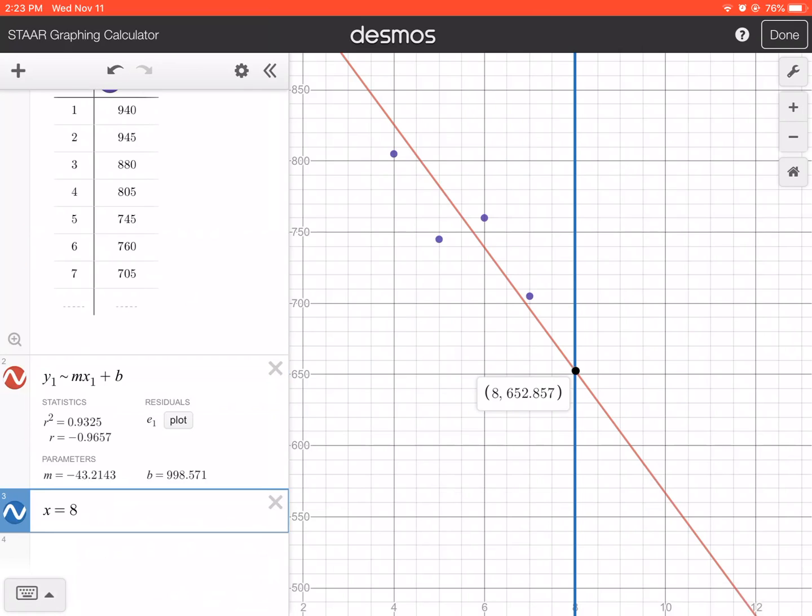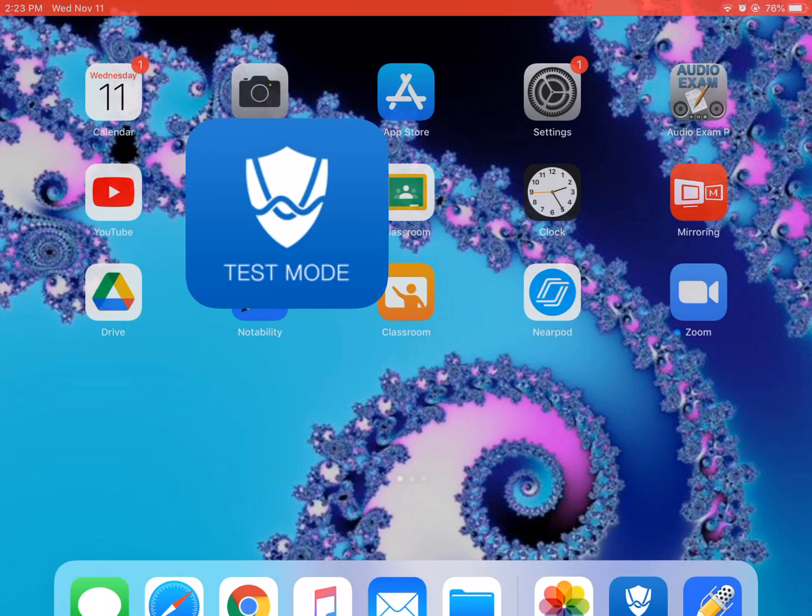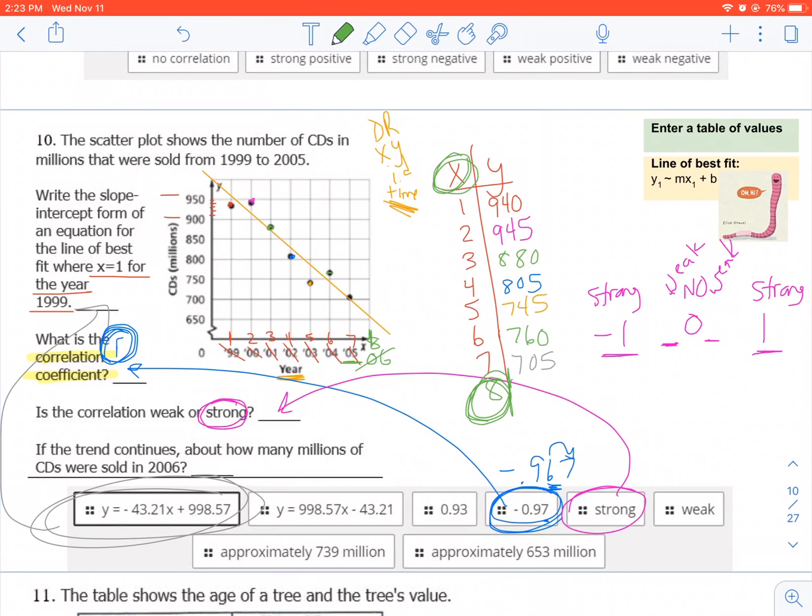Now we're probably going to have to round that because I don't seem to recall any answers that look like that. About 652. Let's go look at our choices. I don't see 652, but I see this, and again, this is because we rounded, and it also says approximately. So you want to pick your closest answer.